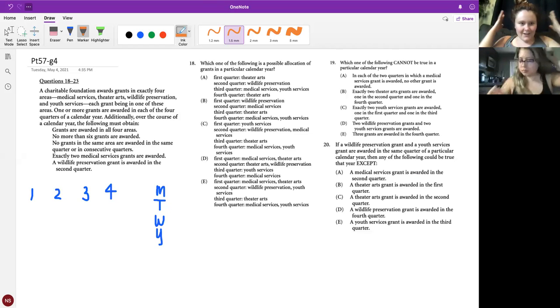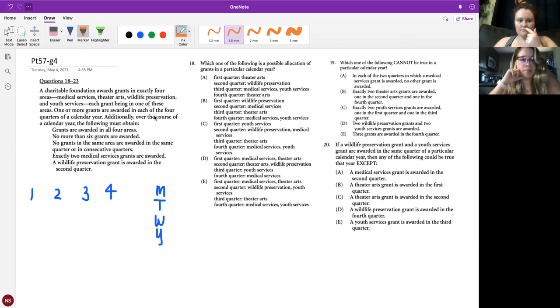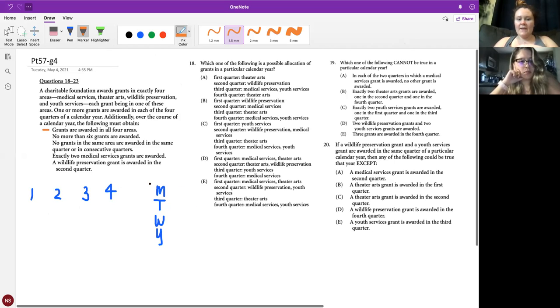Okay, so we have our 4 areas, and each grant is being awarded in 4 possible ones: M, T, W, and Y. One or more grants can be awarded in each calendar year. So I just did 1, 2, 3, and 4. Okay, so rule one is grants are awarded in all 4 areas. So I said, okay, that means we're going to use each one of these at least once.